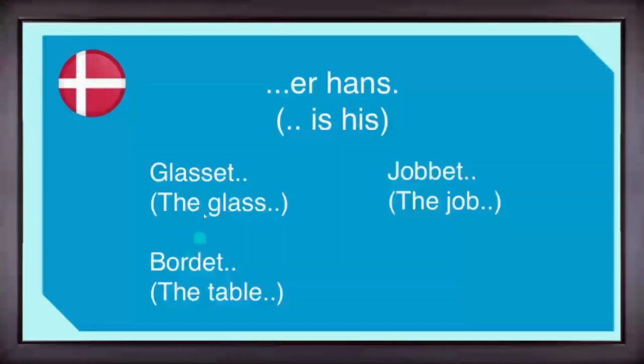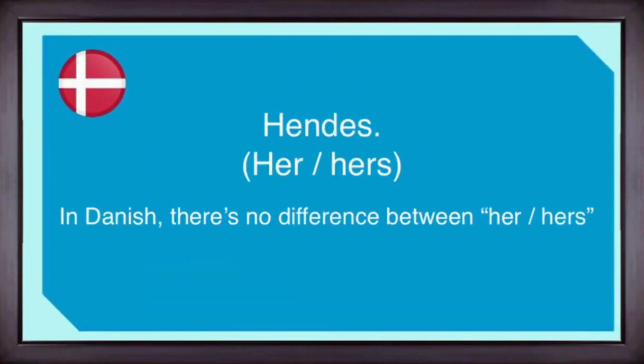And then we have one where we finish with the template. So you got to start with this one. Glasset er hans, for example. Something something er hans. Er hans. Is his. Glasset. The glass. Bordet. The table. Jobbet. The job. Okay, pretty easy words. Glasset er hans. Bordet er hans. Jobbet er hans. Yeah, it's another way of saying it.